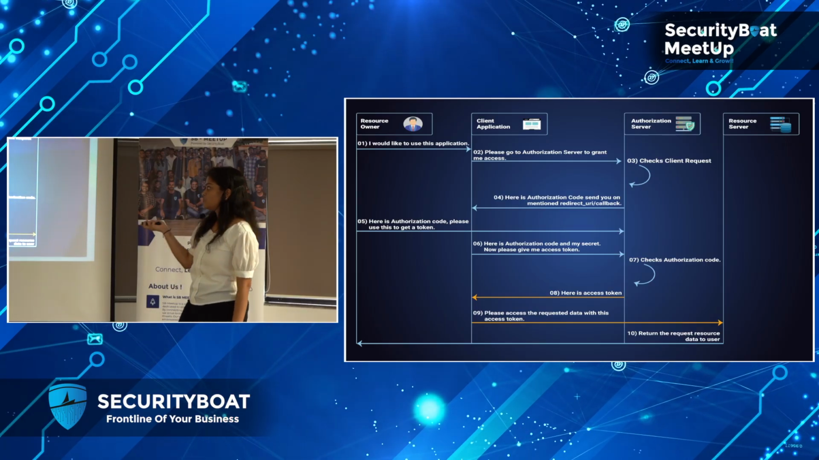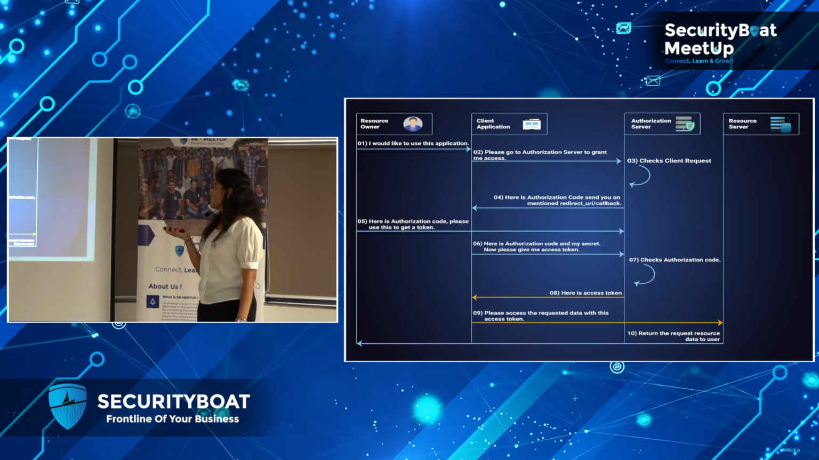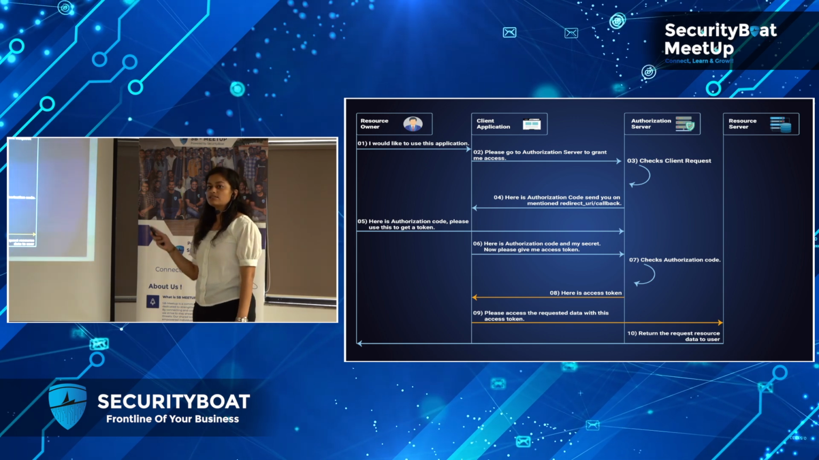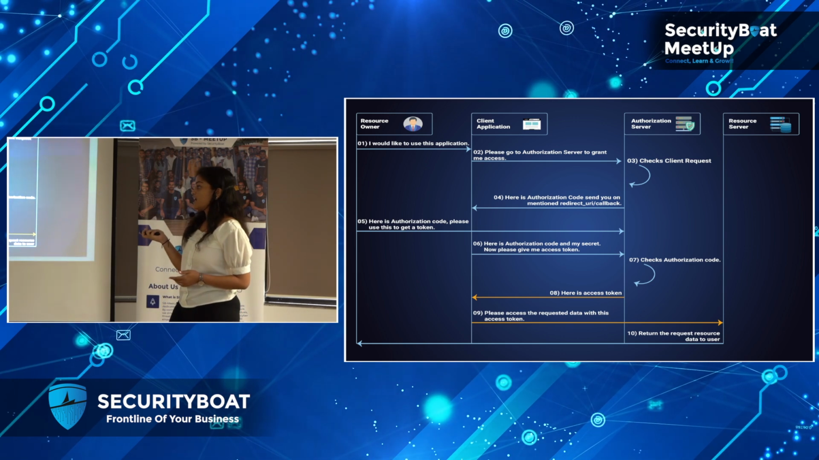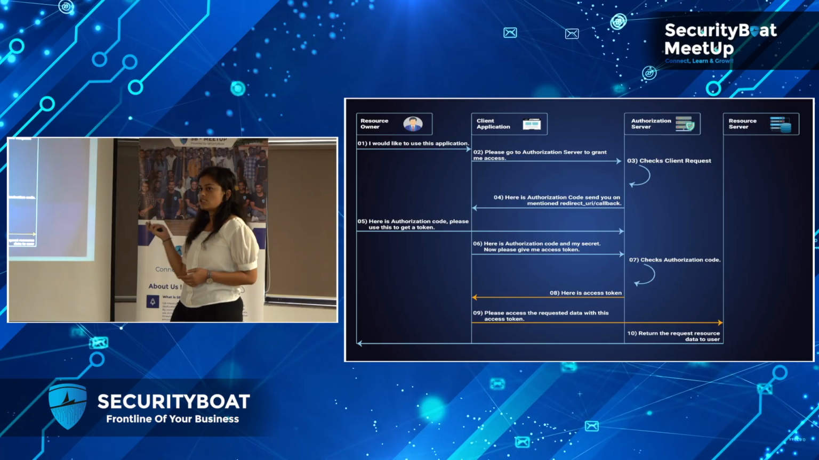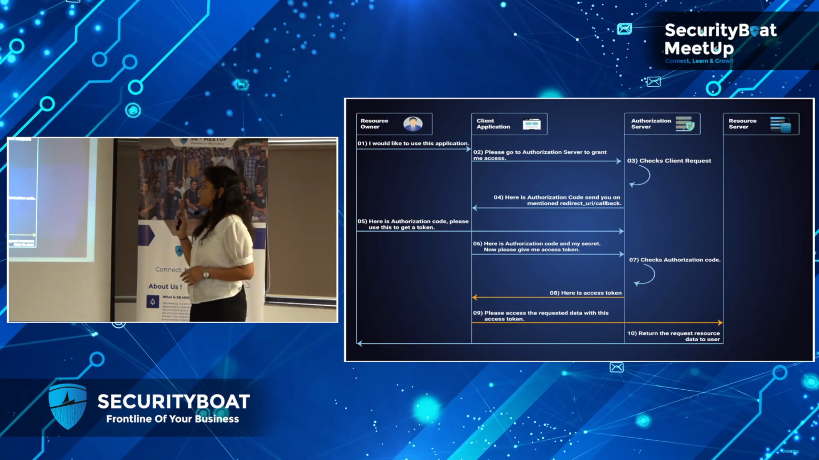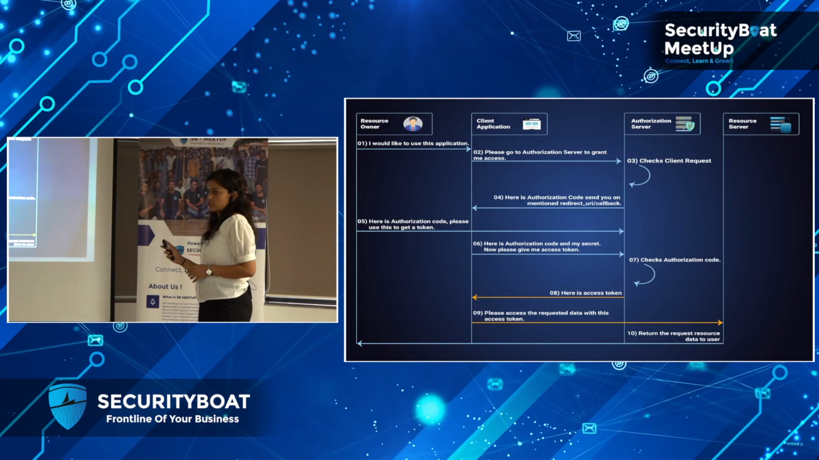Here, if you see, the colors differ. The blue color means every communication is going through the front channel. But getting the access token from the authorization server to the client server is back channel communication.